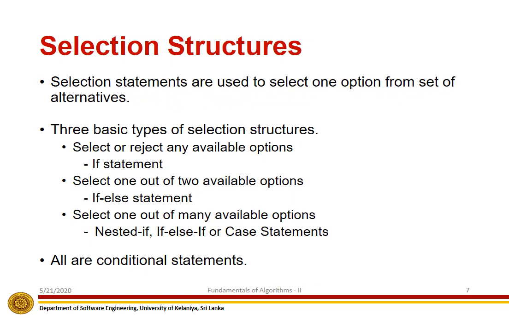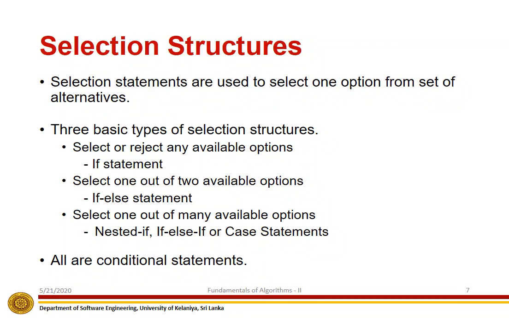We have selection structures to fulfill that. Selection statements are used to select one option from a set of alternatives. In real life, what are the selection options that we have? The first option is we can select or otherwise we can reject. The second option is we can select one out of two options. And the third option is we can select one out of many available options, right? Like that in programming, here also we have the same three options.